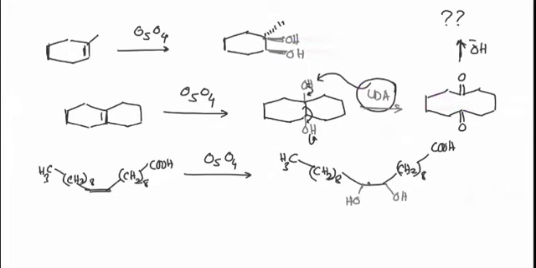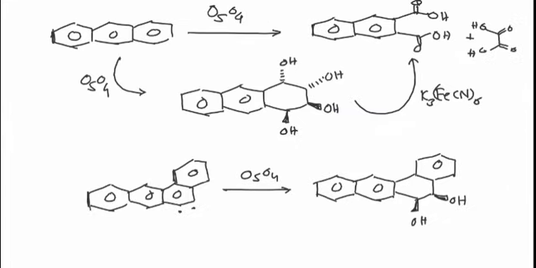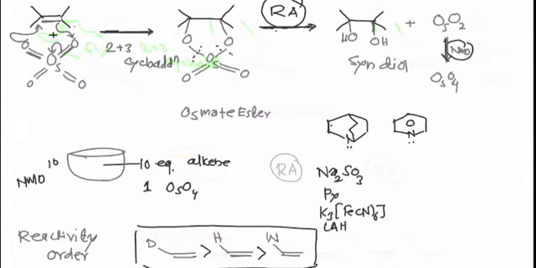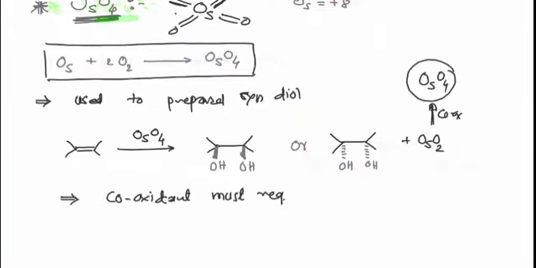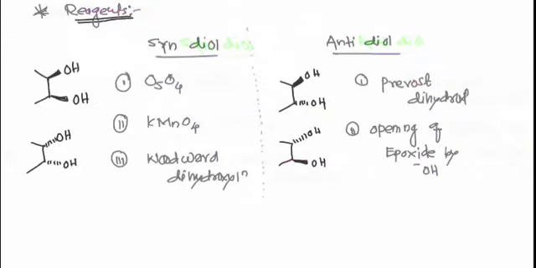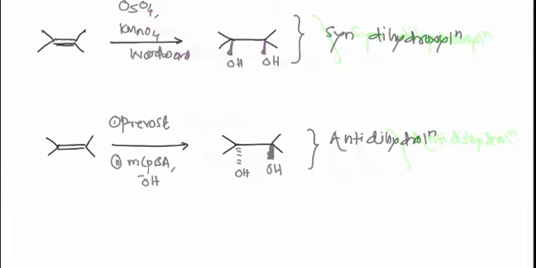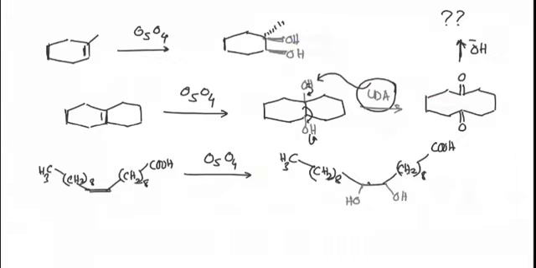So this is about the chemistry behind osmium tetroxide. It is a [3+2] cycloaddition reaction forming the osmate ester, and that gives the final product. Okay, so now our first reagent is done, that is called OsO4. Now we are going to discuss the second reagent, that is KMnO4.